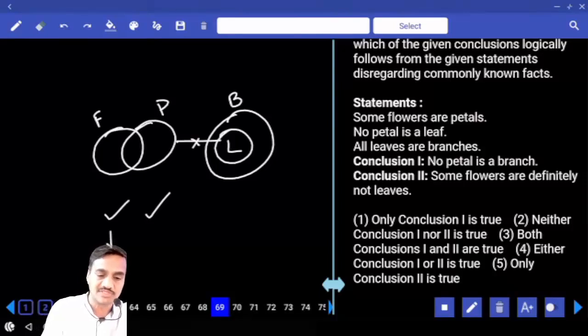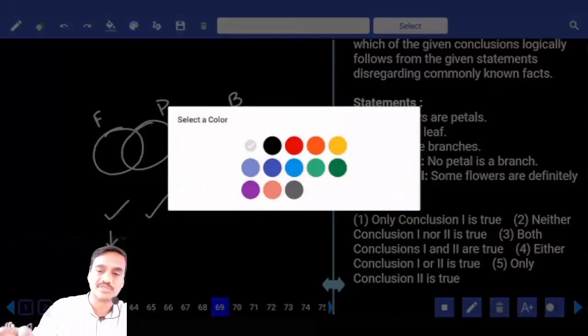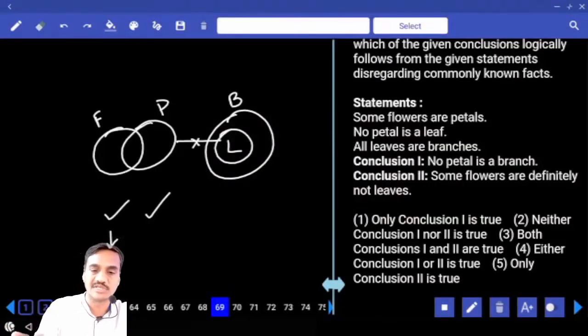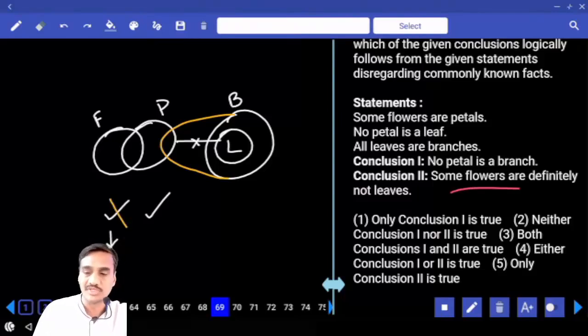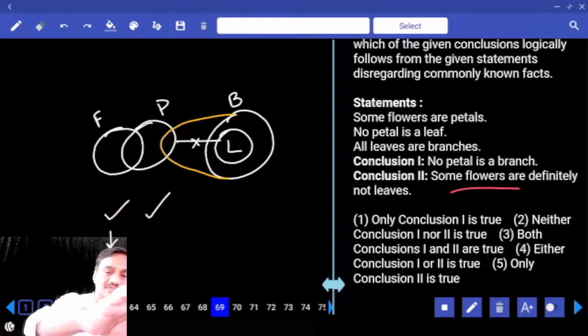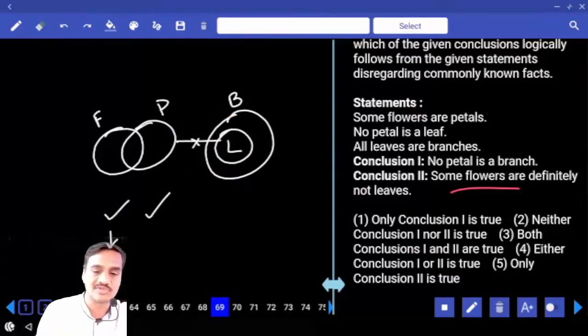Then to make them false, we need to go for an alternate. No petal is a branch means now we need to prove some petals are branches. Some petals are branches. Now branch can be extended like this. Alternate diagram true, previous conclusion false. Next one, all flowers are not leaves, so all flowers are leaves. Tell me, is it possible to prove all flowers are leaves?